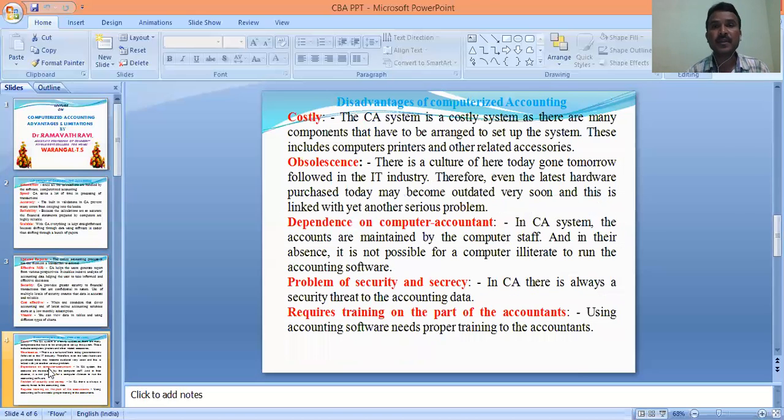At the same time, a few disadvantages are also there in the computerized accounting system. Let me go through them one by one: what are the disadvantages of a computerized accounting system. First, it is costly, as you know very well. When we are introducing a computerized accounting system, we have to purchase computers, latest version computers, along with software.